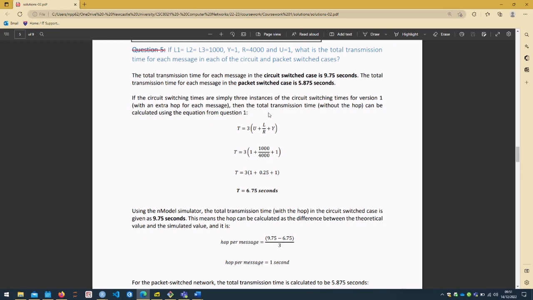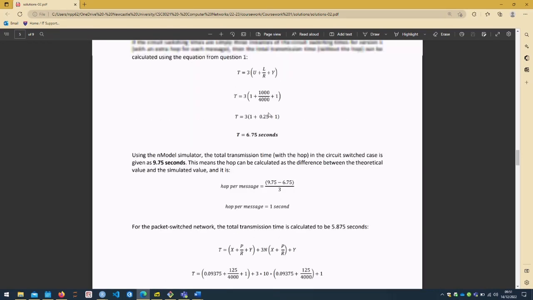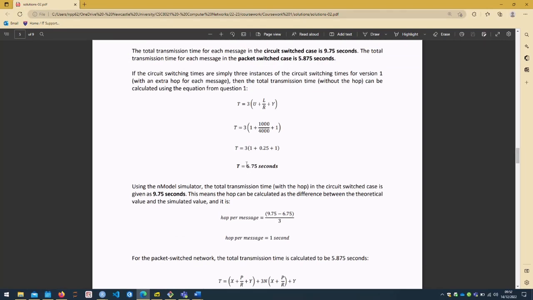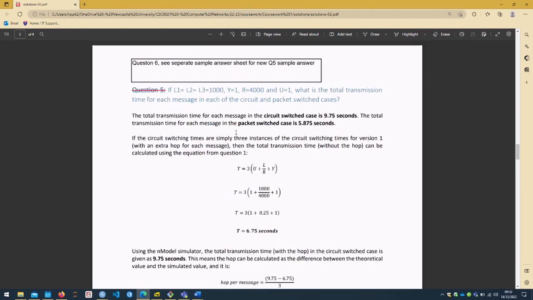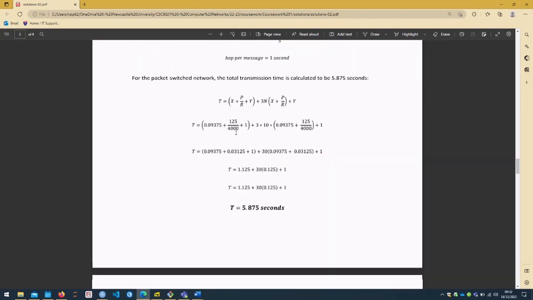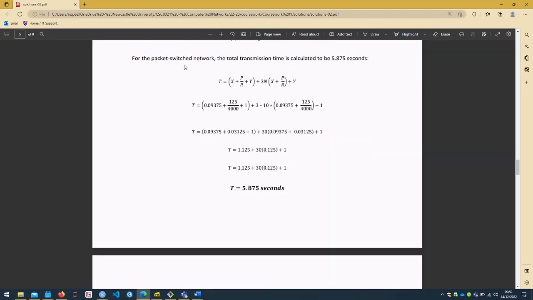So if we plug in the values again, we get 3 times the original value we got in question 1. Not sure what they're on about here about hops, but for the packet switch network, the total transmission time, again, I think it explains there how you arrive at this formula, at least from an intuitive point of view.